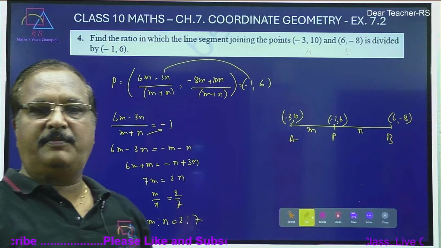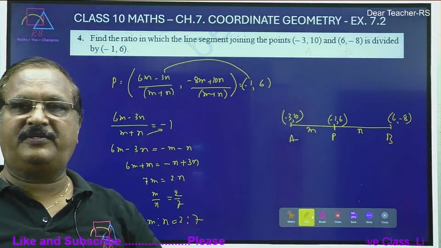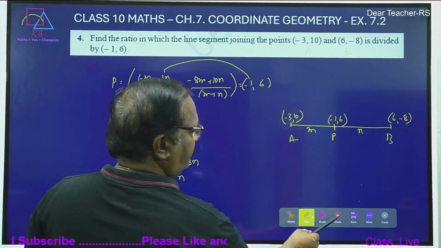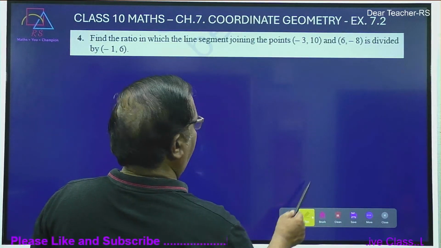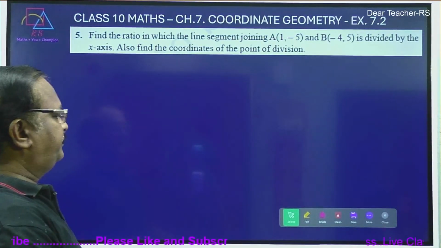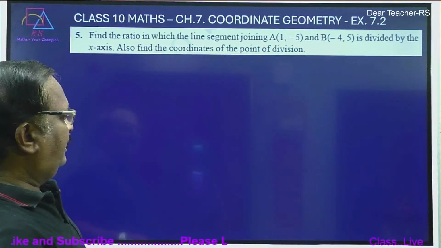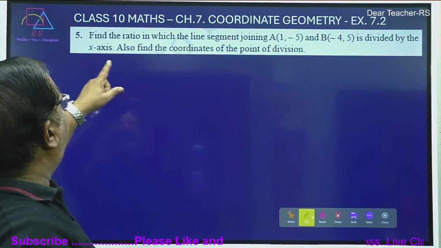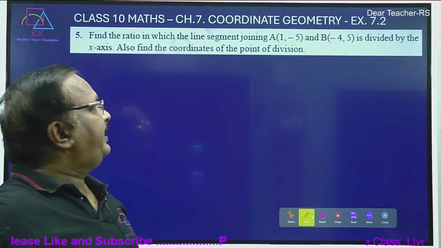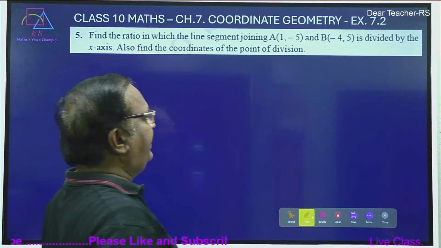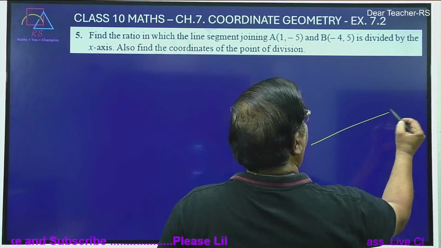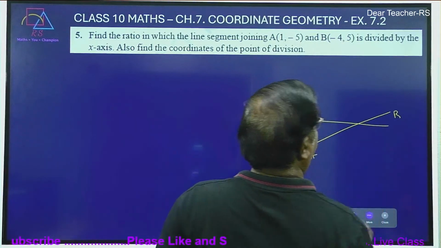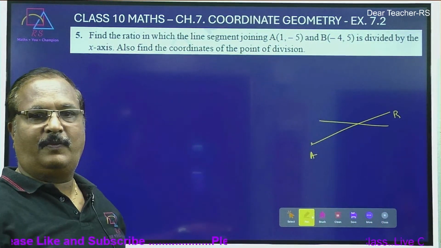This is also an important question because he has removed so many questions from this exercise, right? I hope you have understood. Let me go to another question. Okay. Fifth question, right? Find the ratio in which the line segment is divided by x-axis. Okay. So AB is there, AB, and it is divided by x-axis. I did not write y-axis.